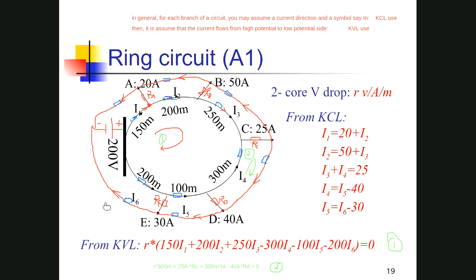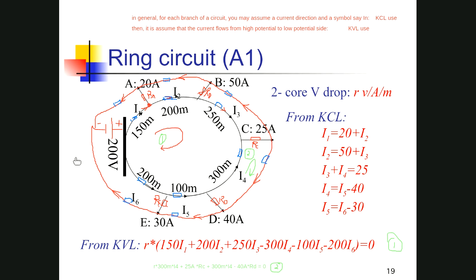So if you use loop 1, we get these equations with no more unknowns. If you use loop 2, you have one more unknown. Sorry, times I4.